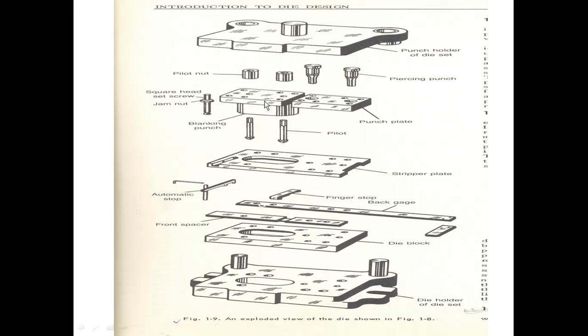Then the punch assembly, that is the blanking punch and piercing punches, are to be fastened to the punch holder. These piercing punches are to be retained in the punch plate. So the upper assembly contains the punch holder, punches, punch plate and backup plate, whereas the lower die assembly contains the die holder, die block, front gauge, back gauge and the stripper plate.